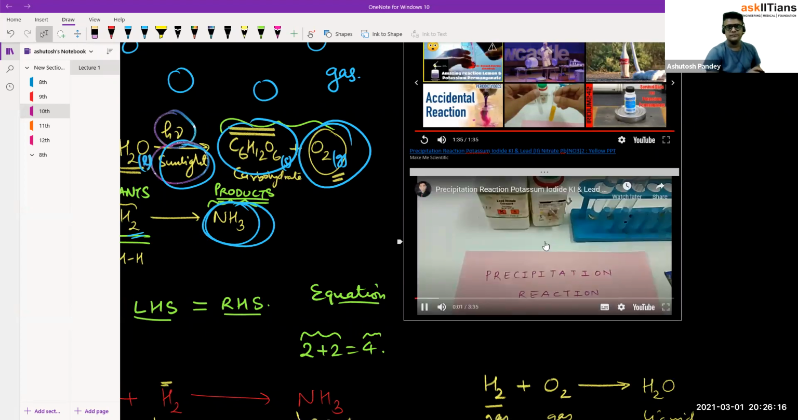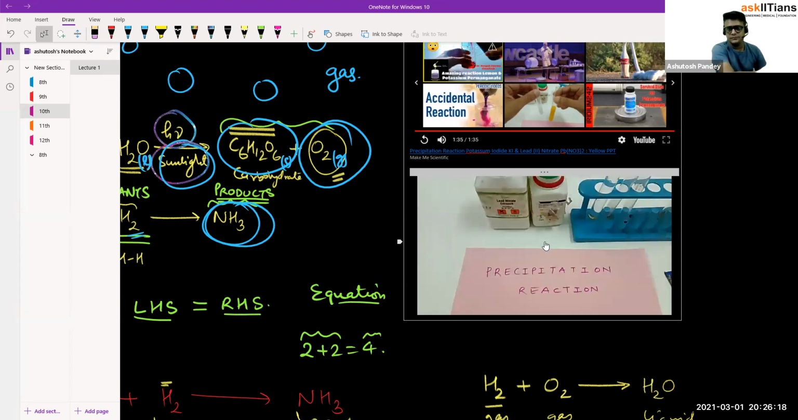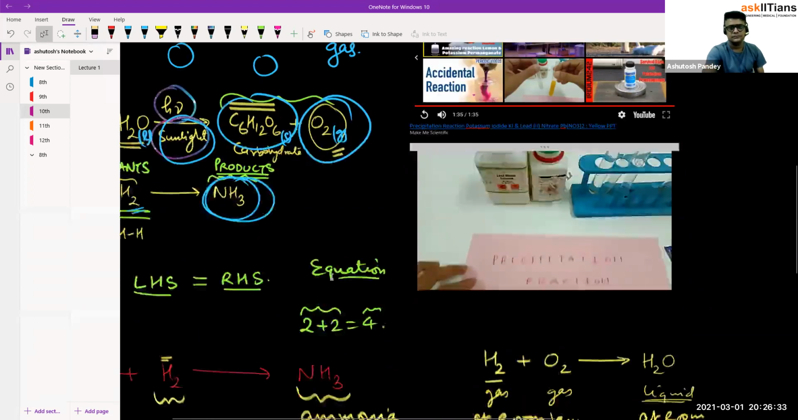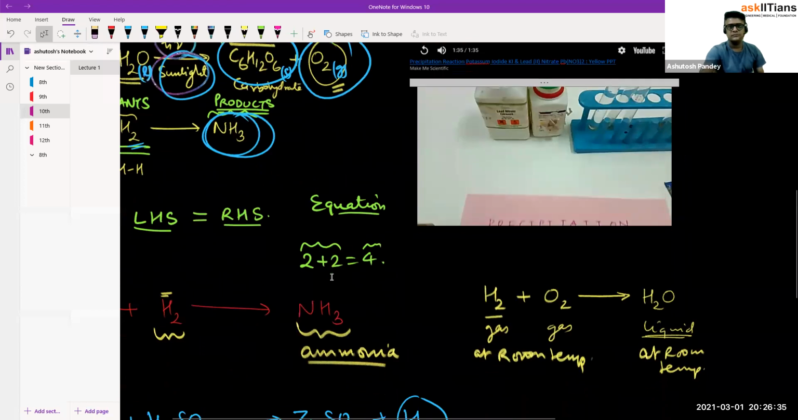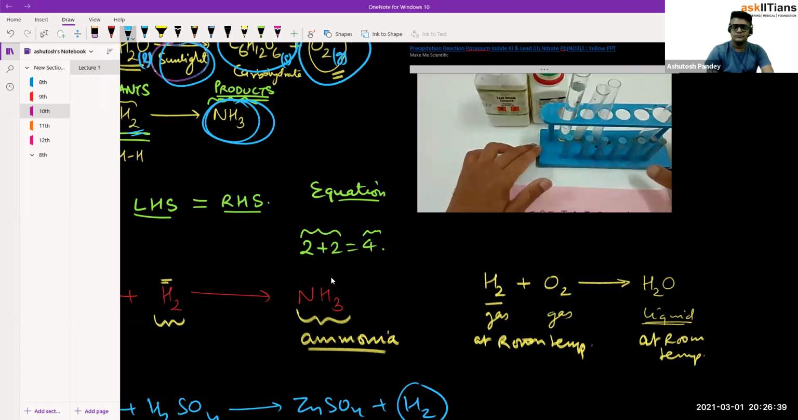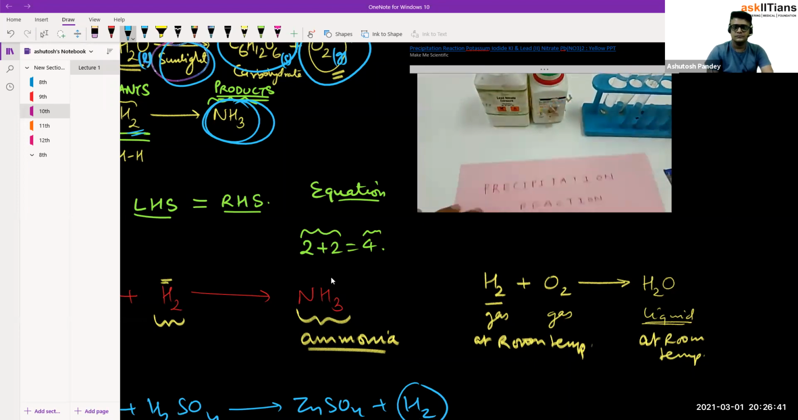Hello scientific people, how are you today? So today I'm going to demonstrate a precipitation reaction, between lead nitrate, Pb(NO3)2, and potassium iodide. Both of them are white colored salts, and what else do we require is a few test tubes and some water, right? So let's begin the experiment, and then we are going to go inside the details of the reaction part.